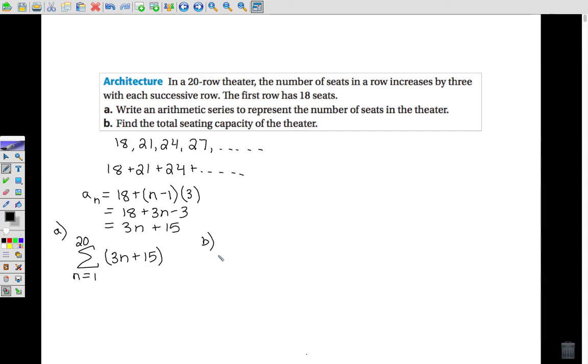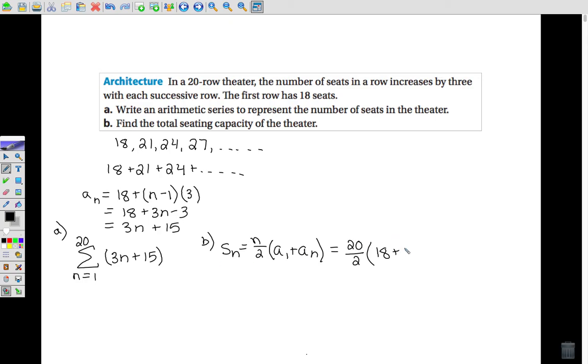To find how many total seats, we just need to use the sum formula because it is arithmetic. It's going up by 3. So n over 2 times the first term plus the last term. Well, we know there's 20 rows, so n is going to be 20. We know the first term is 18.